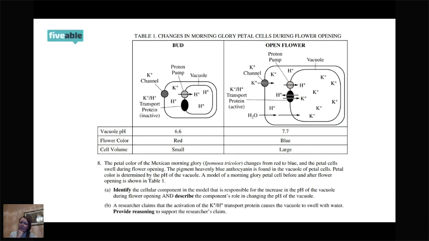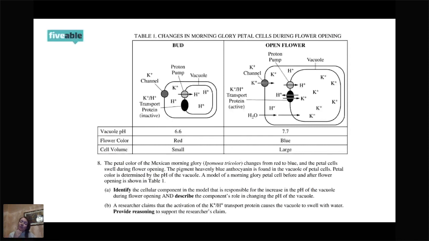Okay, that's the only thing that also changes between these two things. Everything else stays the same. So we have an inactive to an activated KH transport protein. And again, it's pumping hydrogens out, which is going to make it an increase of the pH. Second point comes from describing the component's role in changing the pH.